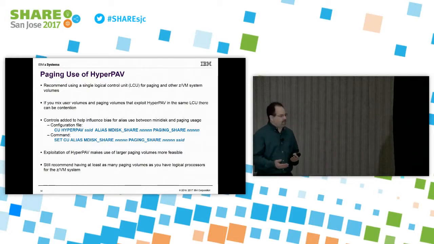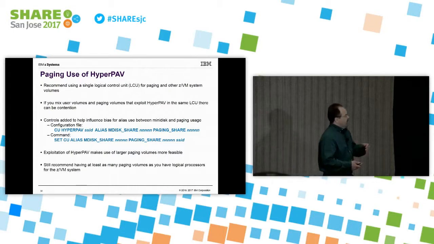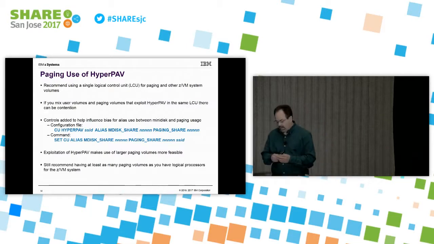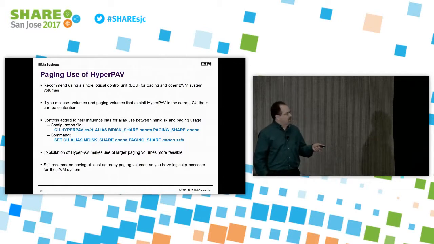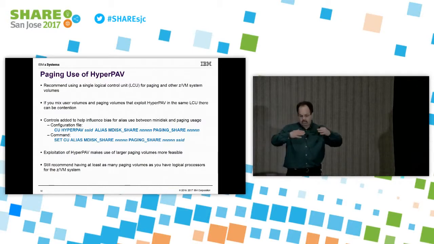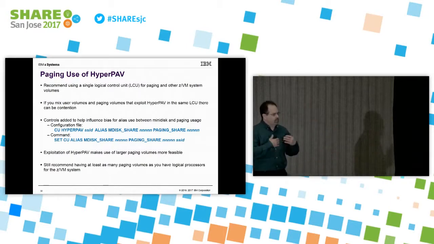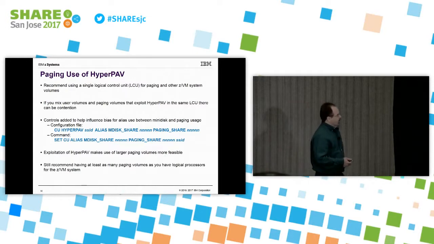And these are the same concept. They're relative shares. So you can say minidisk I/O is probably going to be a smaller share. You want to give the bulk of it probably to paging. Again, there's a command to fine-tune these dynamically, and a configuration file statement. And again, you can change the shares and see what difference it makes dynamically before you put a permanent definition in your config file.